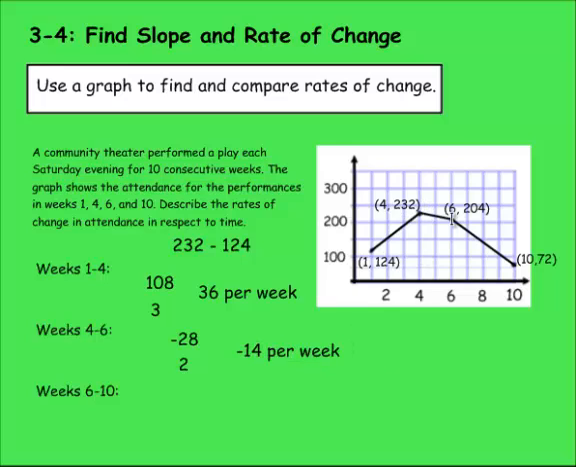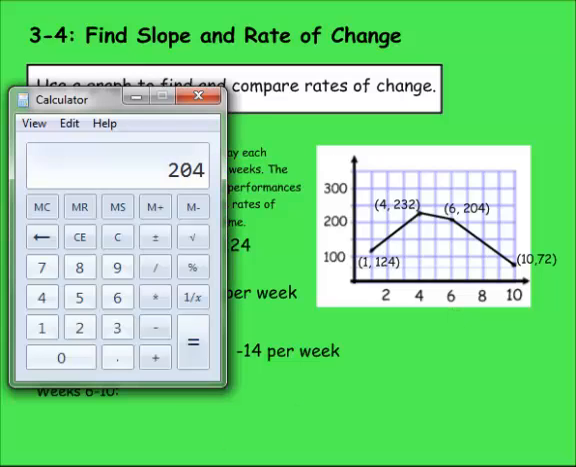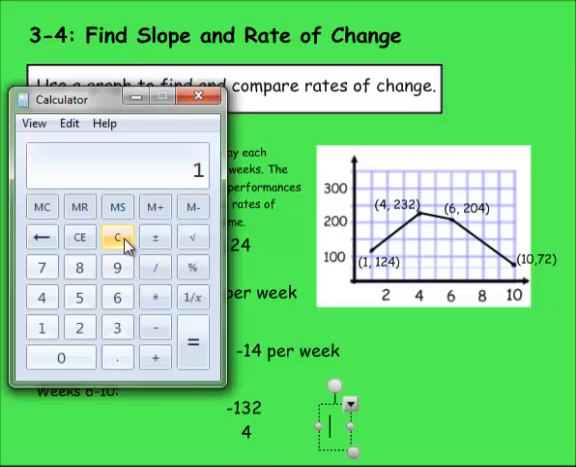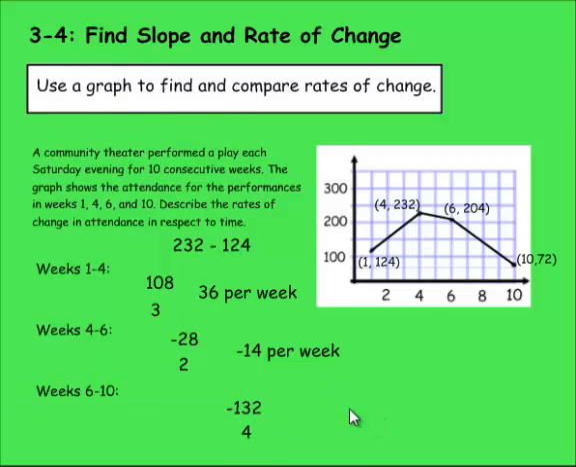For the last one, we would have another fall. So this would be another negative slope, actually a steeper negative slope. See how this one's a little flat and this one's steeper? So this one should be lower than negative 14. We have 204 and 72. So that fell 132, so negative 132. And that fell over the course of 1, 2, 3, 4 weeks, from 6 to 10. So we'd put that over 4 and do 132 divided by 4, and that gives us 33. So that'd be negative 33 per week. So that's how much it fell per week during these weeks.